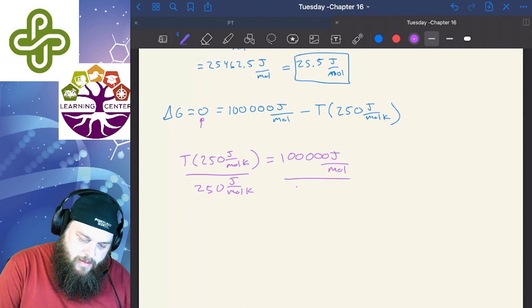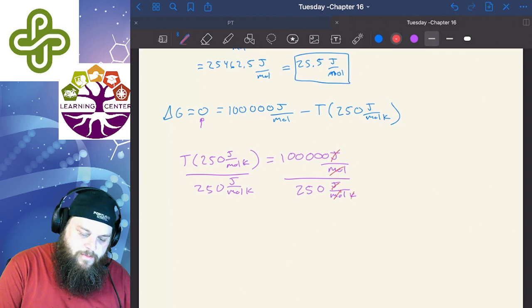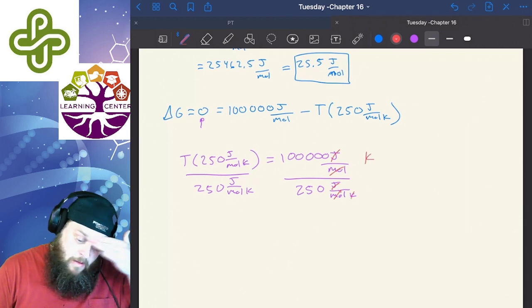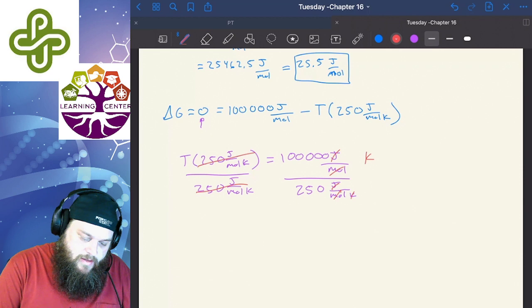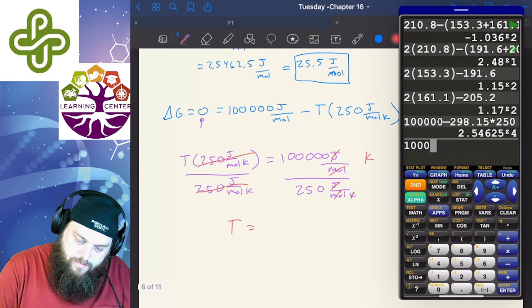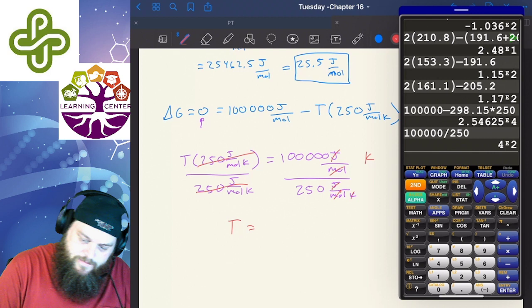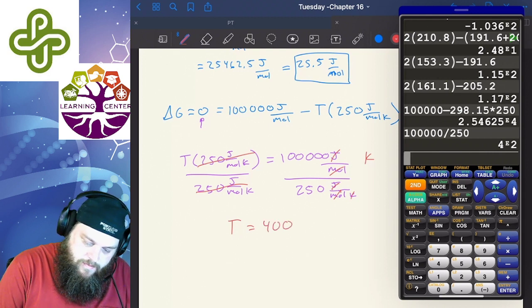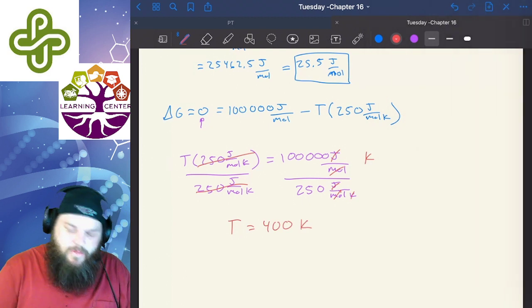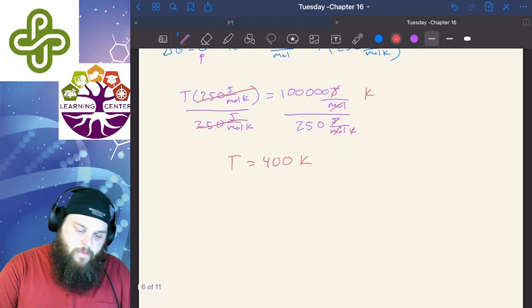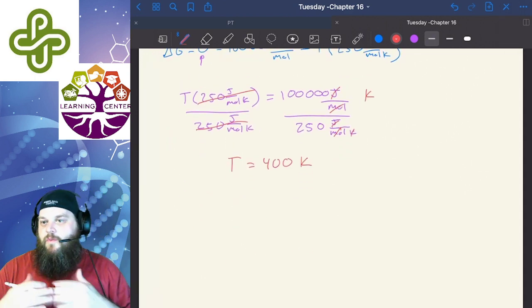And when we do that, we're going to cancel out the joules and the moles. We're going to end up with Kelvin up on the top. Let's cross that out down there and write it up top. The temperature is equal to 100,000 divided by 250, which is equal to 400 Kelvin. So when the temperature is at 400 Kelvin, I lost my graph, we are crossing that threshold where the Gibbs free energy is 0.